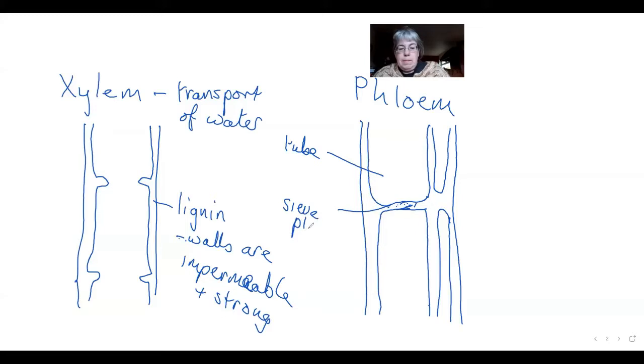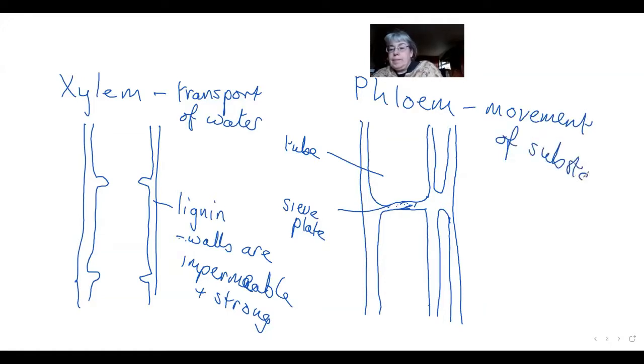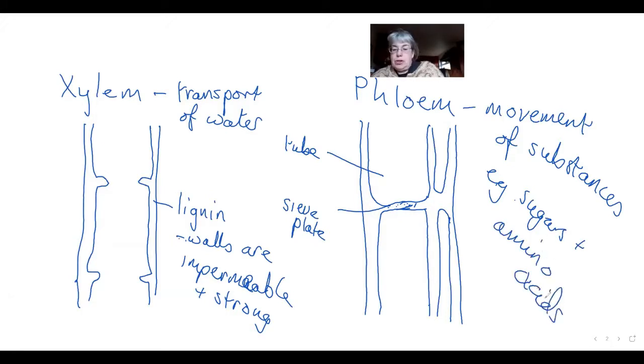It's a bit windy here, so you can hear it howling. So there's a sieve plate and a tube, and that's for the movement of substances up and down the plant. So it'll be, for example, sugars and amino acids. And that is the main function of that.